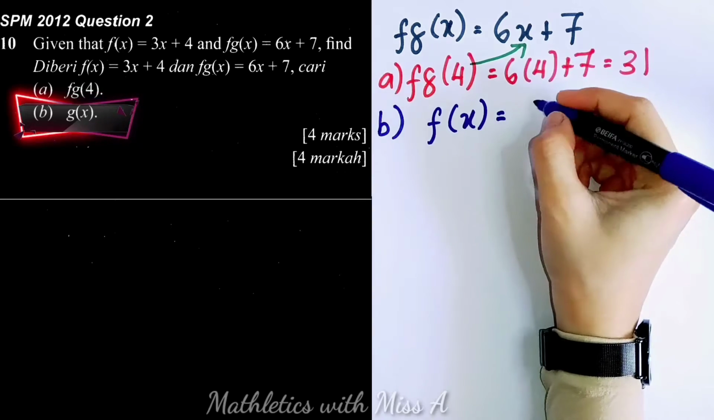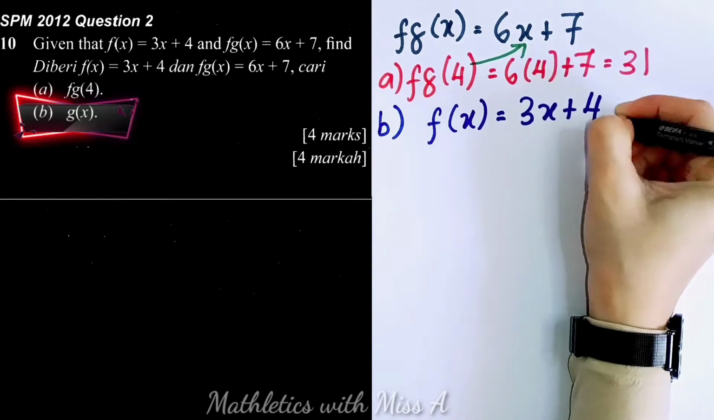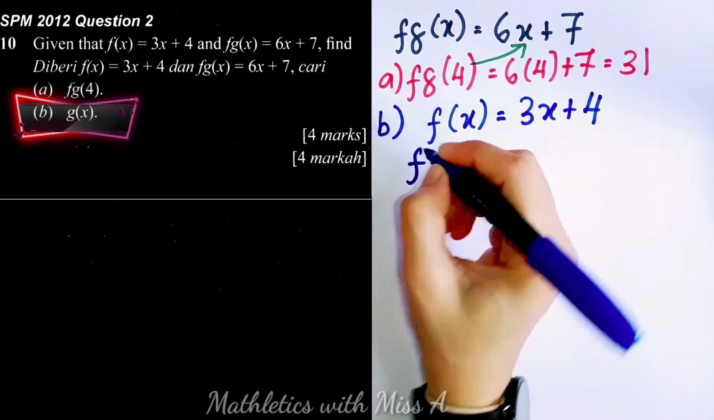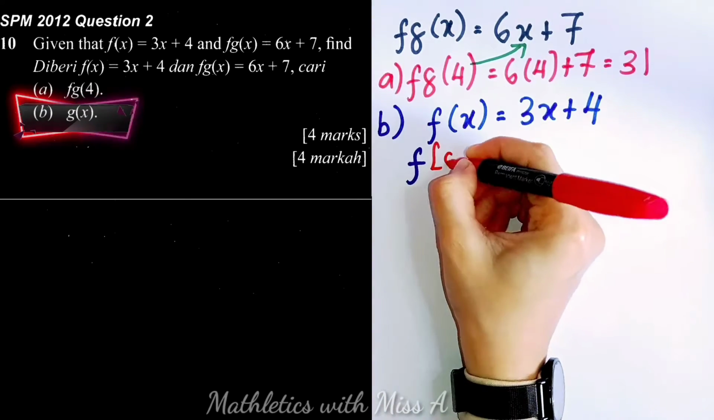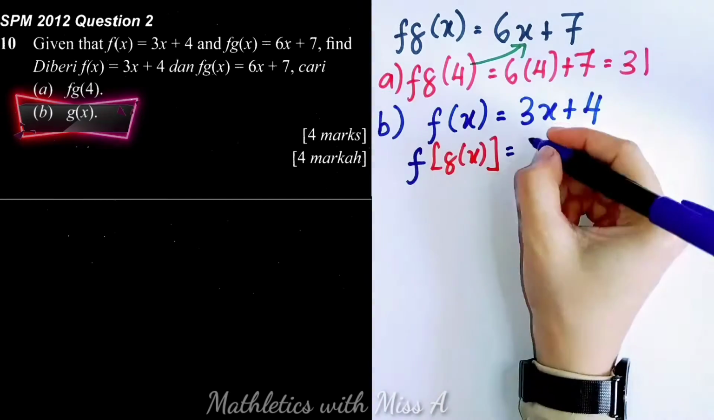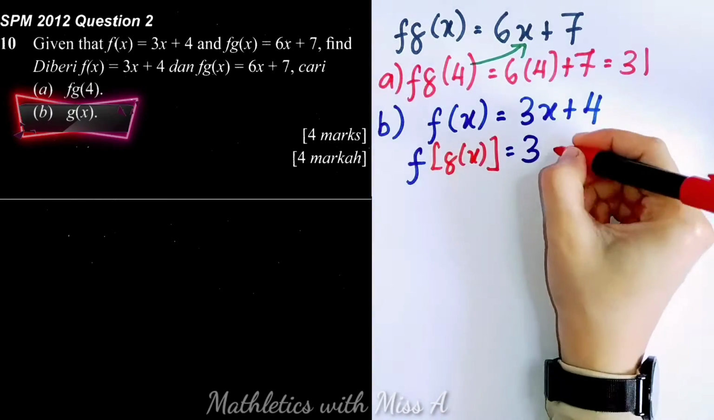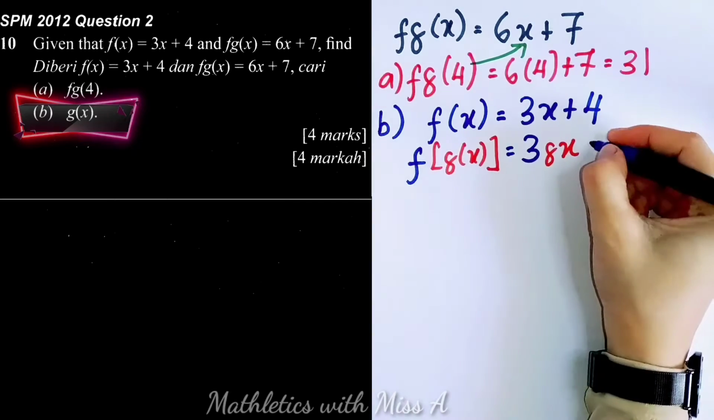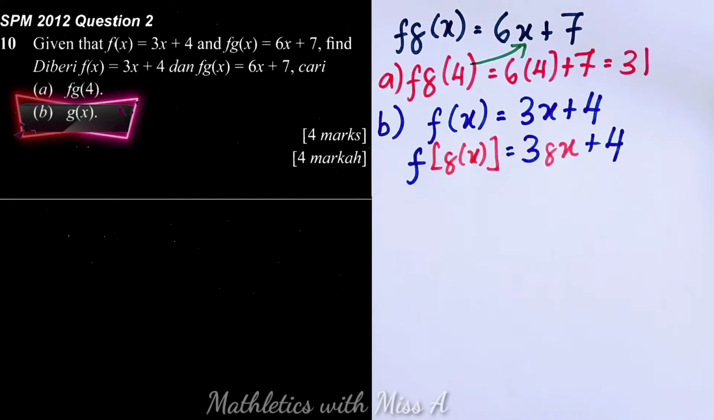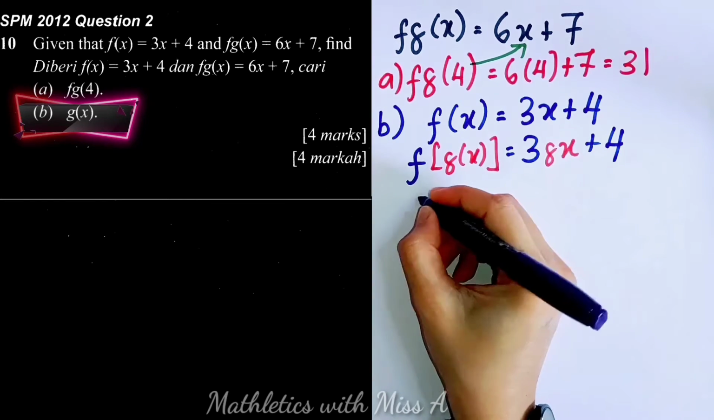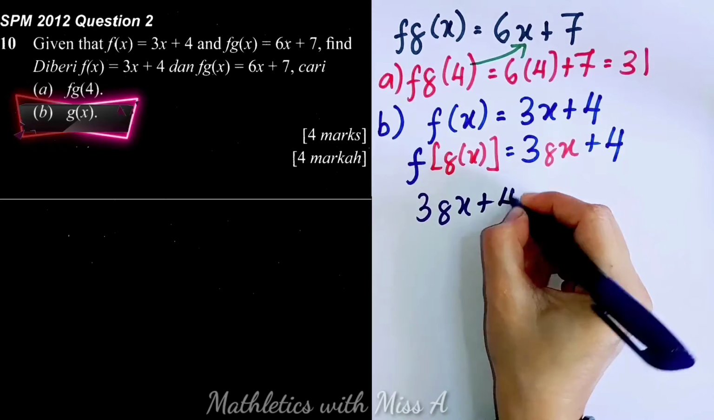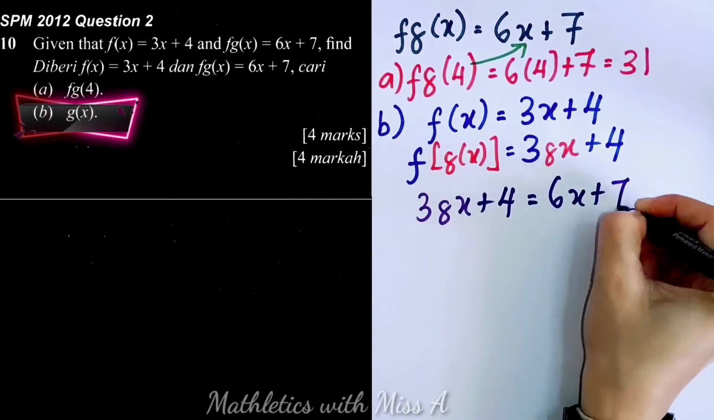f(x) equals to 3x plus 4. So kita masukkan g(x) dalam fungsi f. So fg(x) equals to 3g(x) plus 4. Then kita ada 2 fungsi fg(x), so equal each other. So 3g(x) plus 4 equals to 6x plus 7.